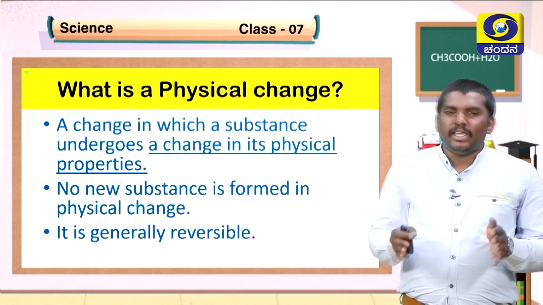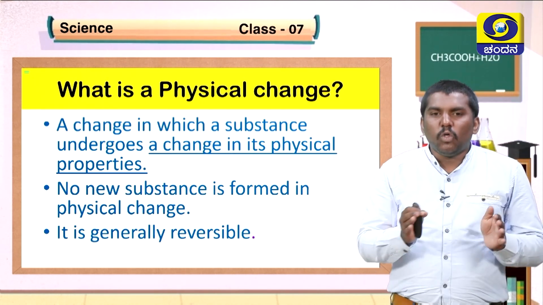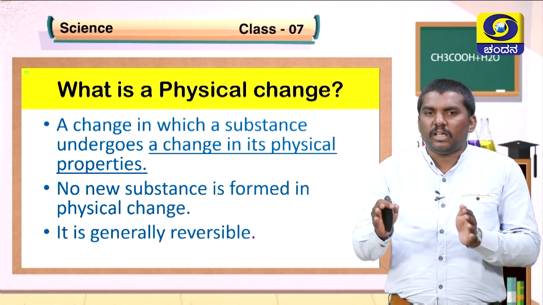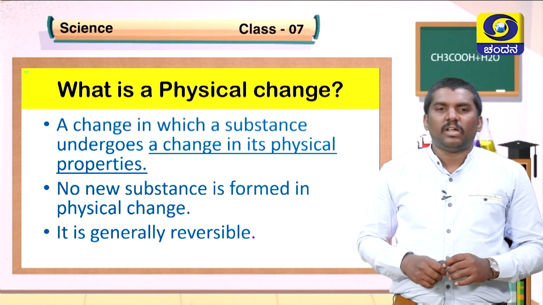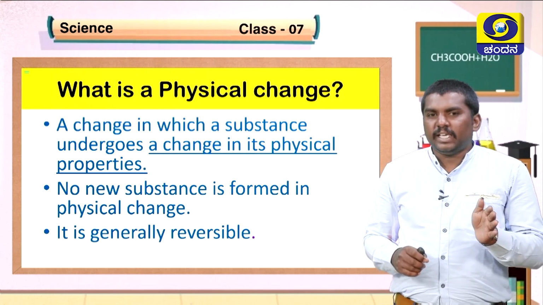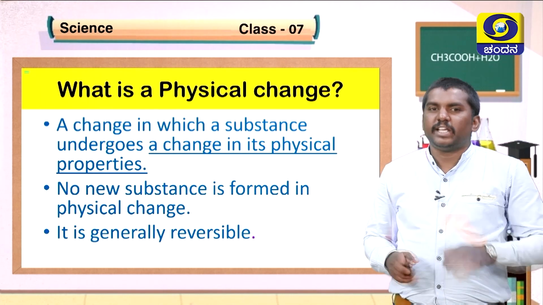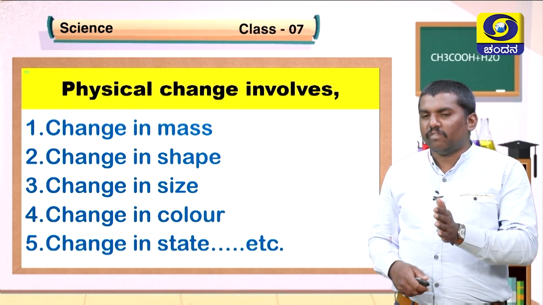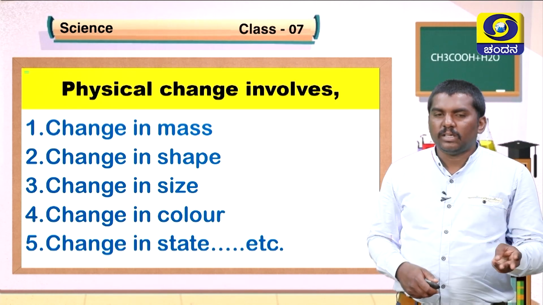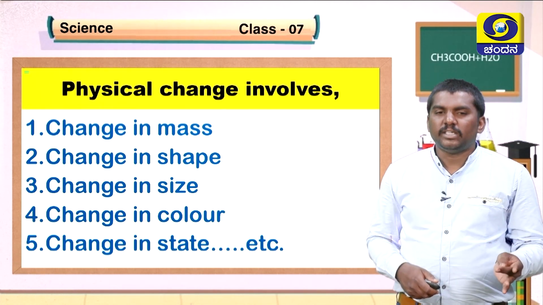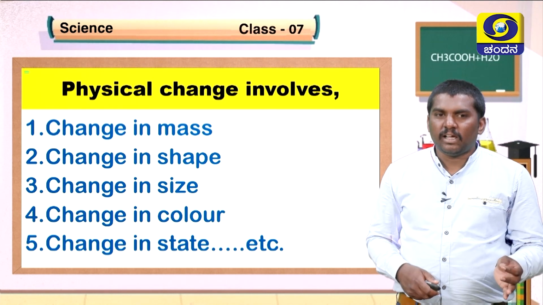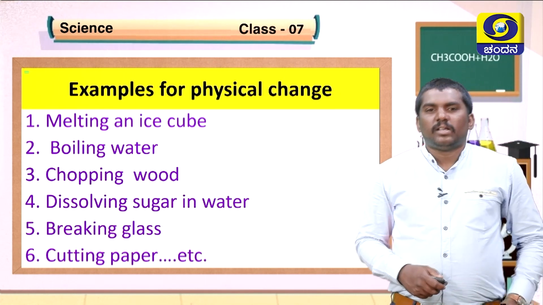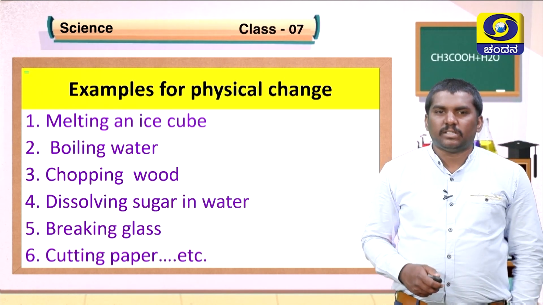So, in a physical change, no new substance is formed. The property of the substance remains retained, and a physical change is generally a reversible change. Students, we already know that physical change involves change in mass, change in shape, change in size, change in color, and finally change in state. Some examples of physical change.